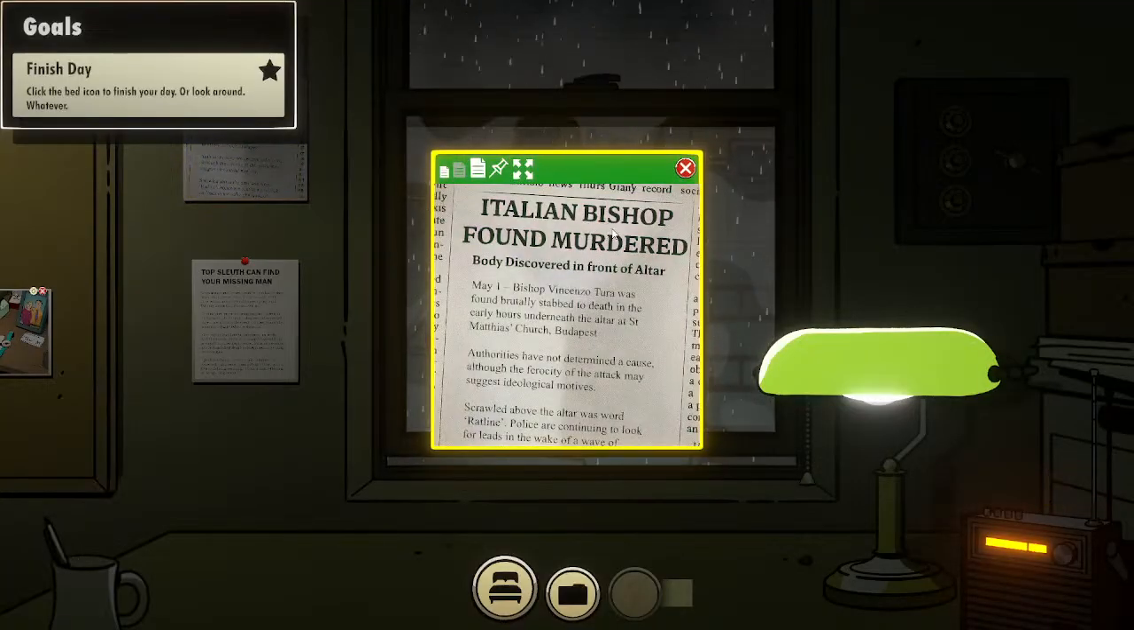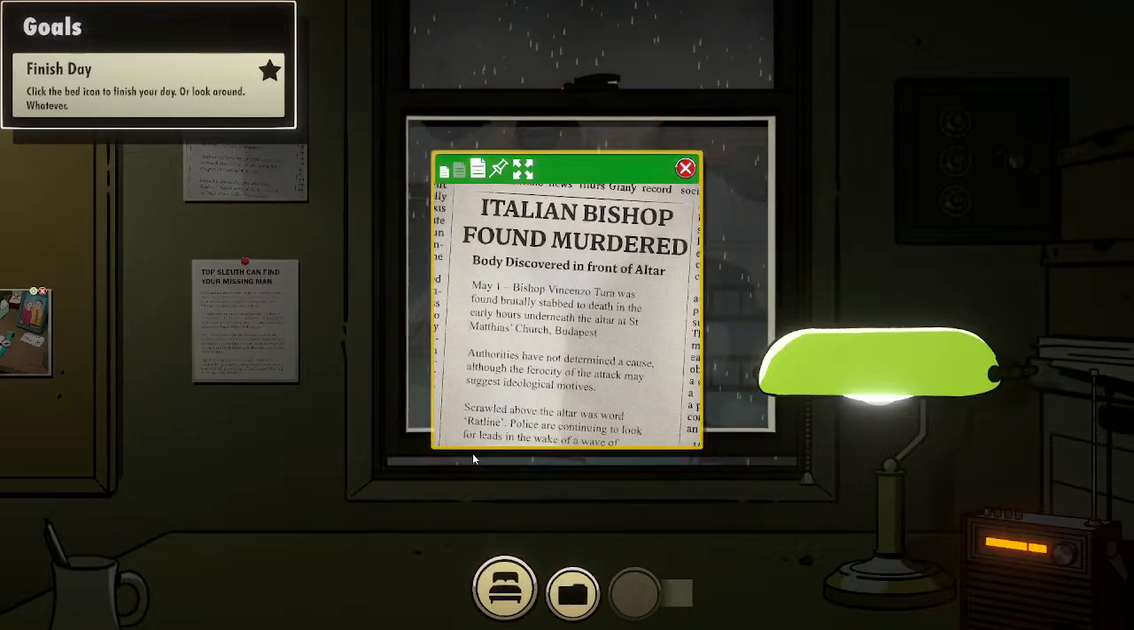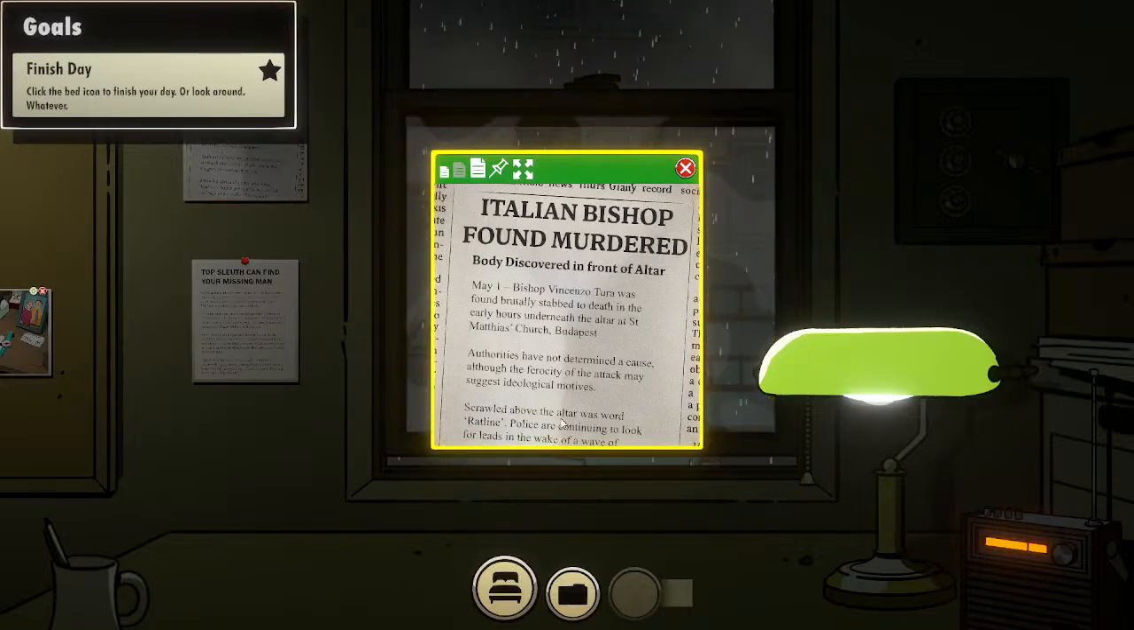Italian bishop found murdered. Body discovered in front of altar. Bishop Vincenzo Tura was found brutally stabbed to death in the early hours underneath the altar at St. Matthias's church, Budapest. Authorities have not determined a cause, although the ferocity of the attack may suggest ideological motives. Or maybe it's personal. Scrawled above the altar was the word Ratline.